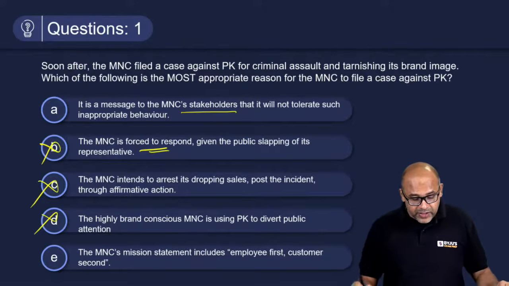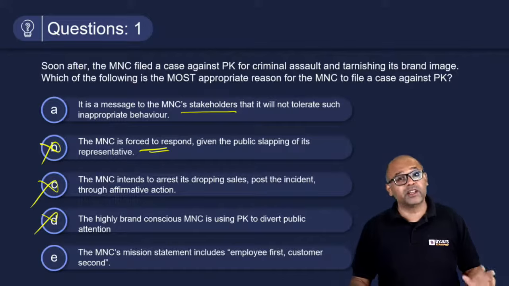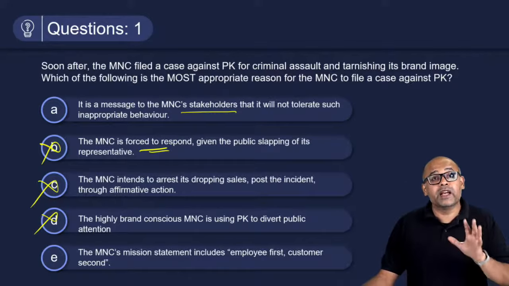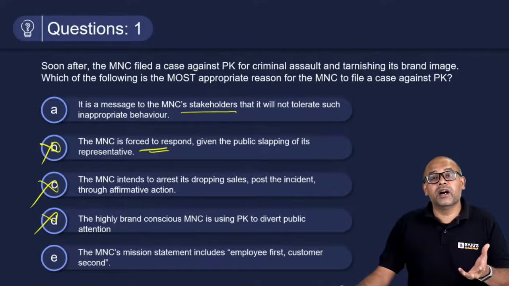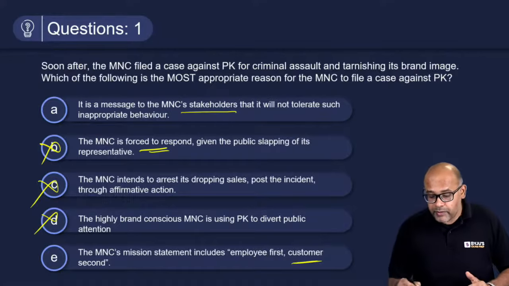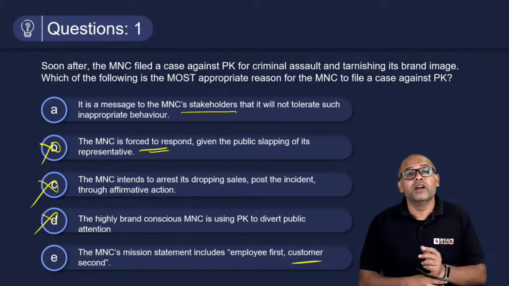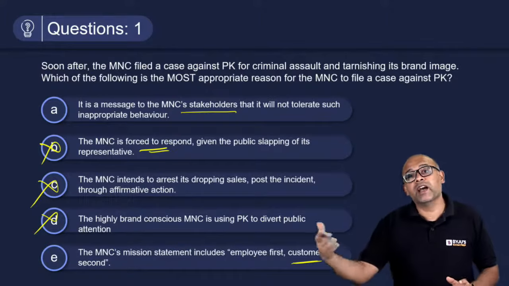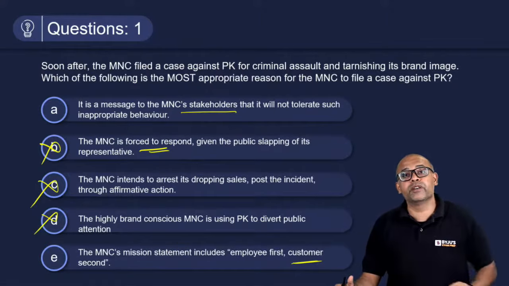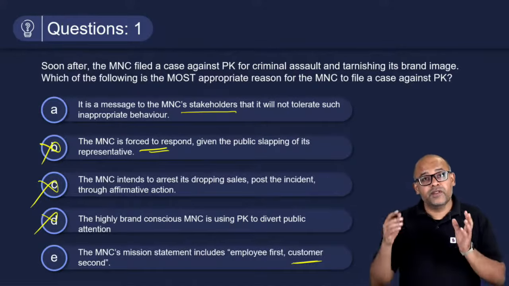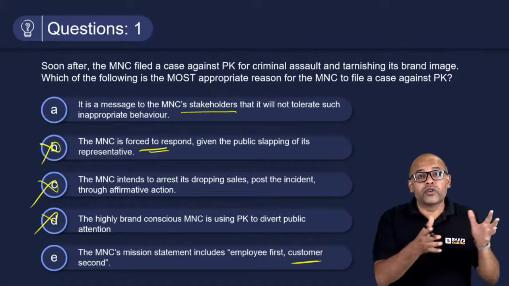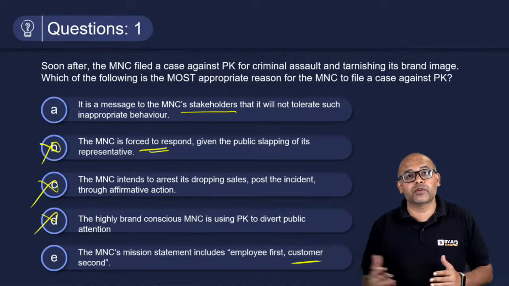The MNC's mission statement includes employee first, customer second. Good. A company can care about its employees, but that should not be the reason for you, because at the end of the day, remember, employee first is fine, but you have your customers too, and they have faced some serious injuries. So what are you doing about it? If this is the mission, yes, talk to your employee or do something good about your employees, but take care of the customers too.